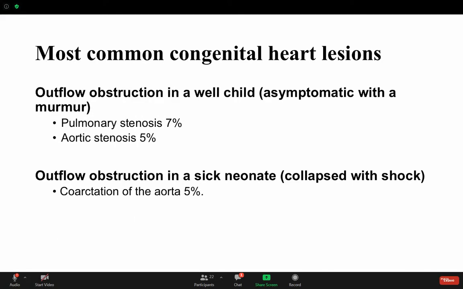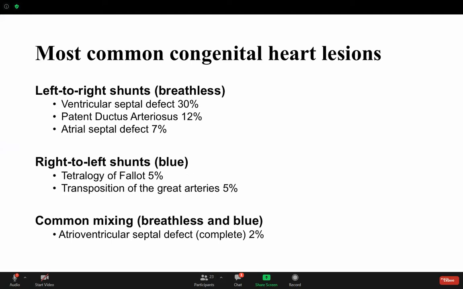في other group we call them outflow obstruction in a well child. فيكون عندك واحد asymptomatic with a murmur. هذا زي pulmonary stenosis with aortic stenosis. هذا presentation حقهم. Another group is outflow obstruction in a sick neonate. بيجون in a collapse with shock. هذا زي coarctation of the aorta. You should group them in this order in your mind. That will make them easier for you.